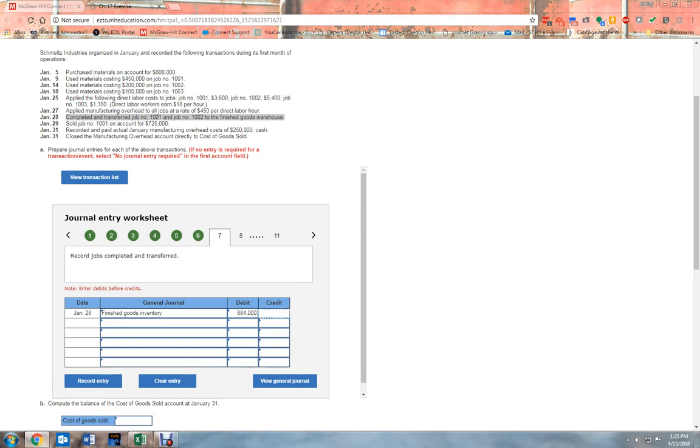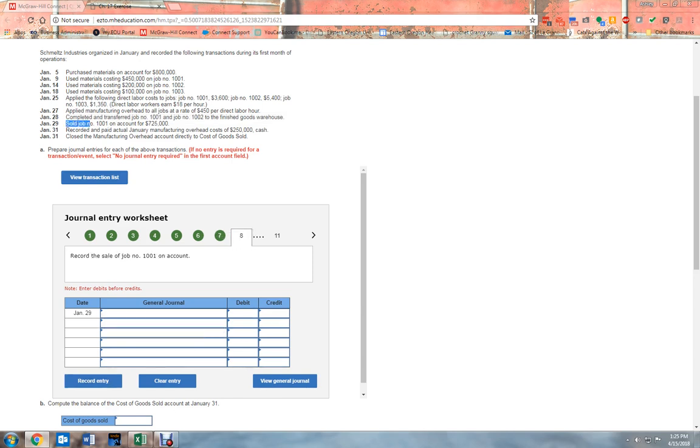And then our work in process inventory, remember these are coming out of work in process. So we're taking them out of that inventory. Therefore, that has to be our credit account. So now we have transferred jobs number 1001 and 1002 out of work in process into finished goods.